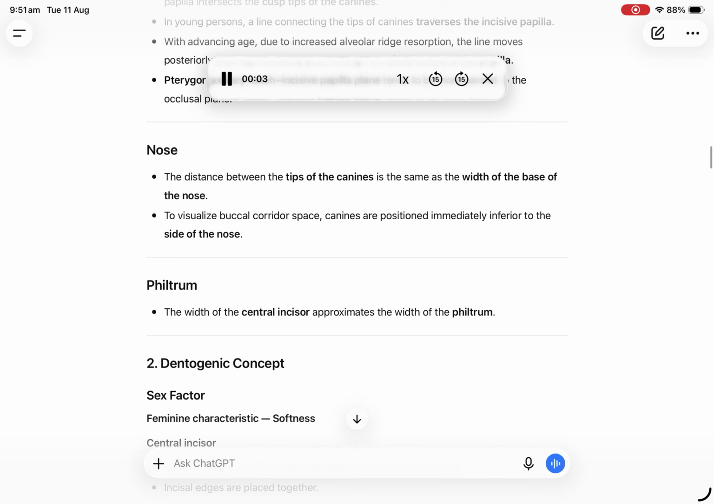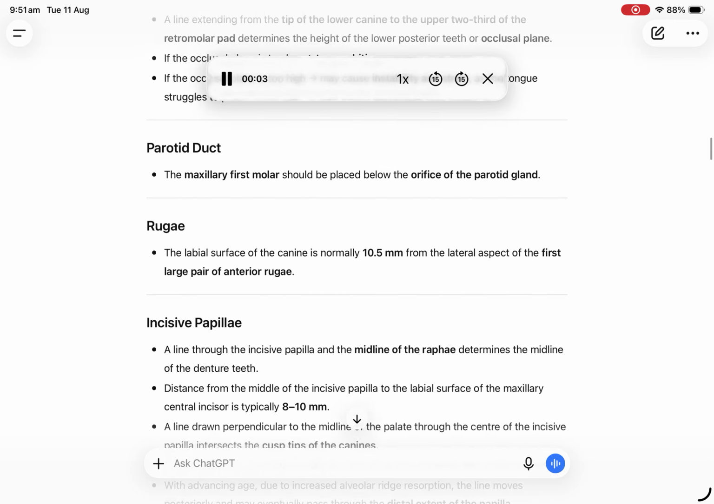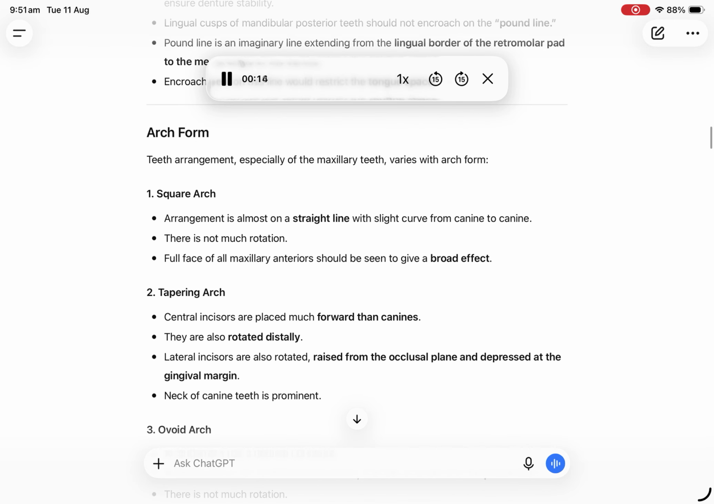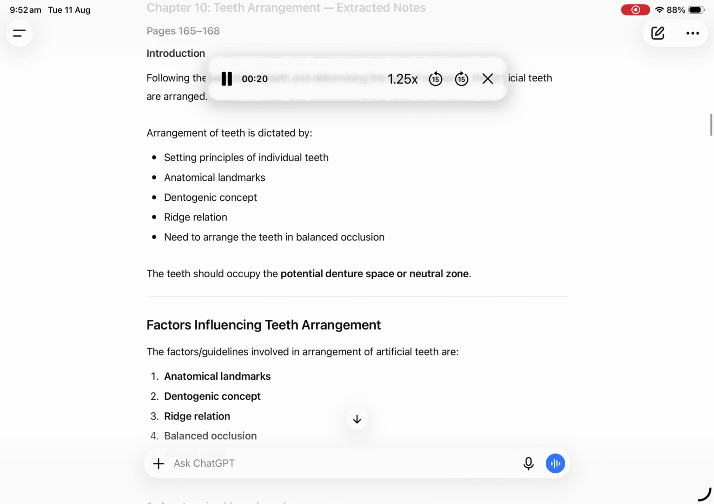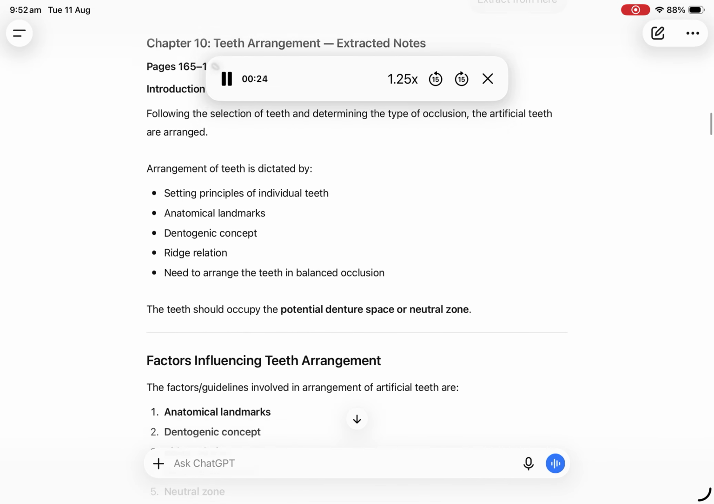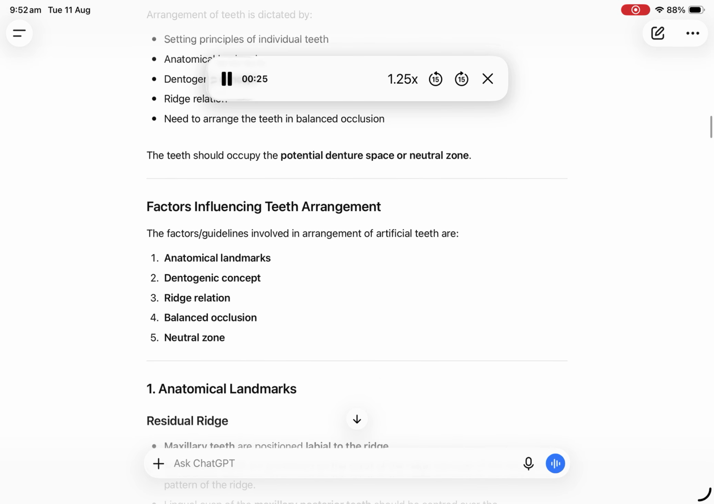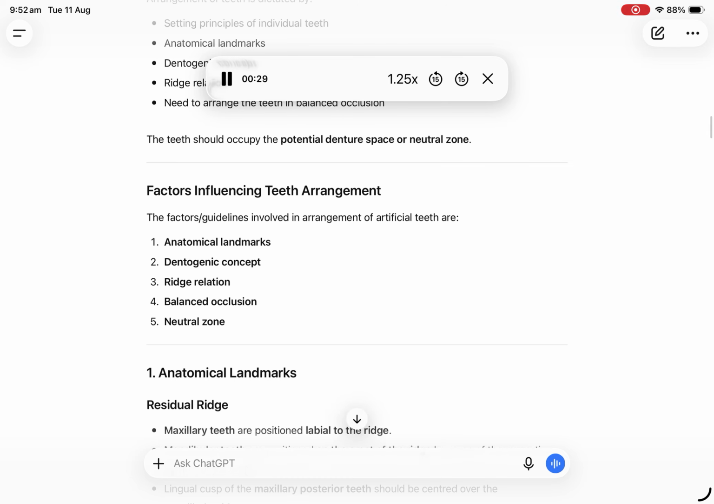Following the selection of teeth and determining the type of occlusion, the artificial teeth are arranged. Arrangement of teeth is dictated by setting principles of individual teeth, anatomical landmarks, dentogenic concept, ridge relation, and the need to arrange the teeth in balanced occlusion. The teeth should occupy the potential denture space or neutral zone.